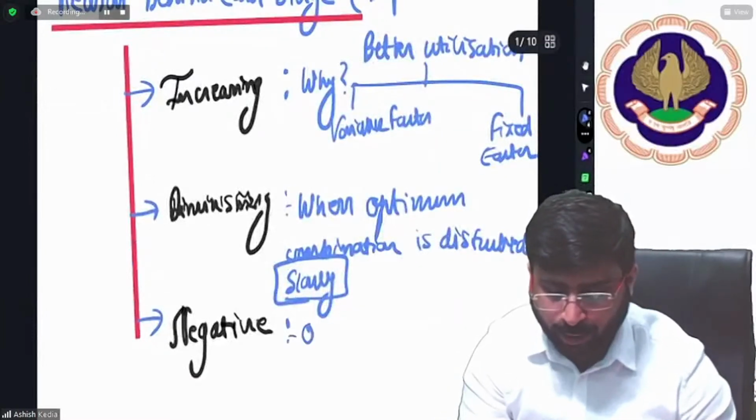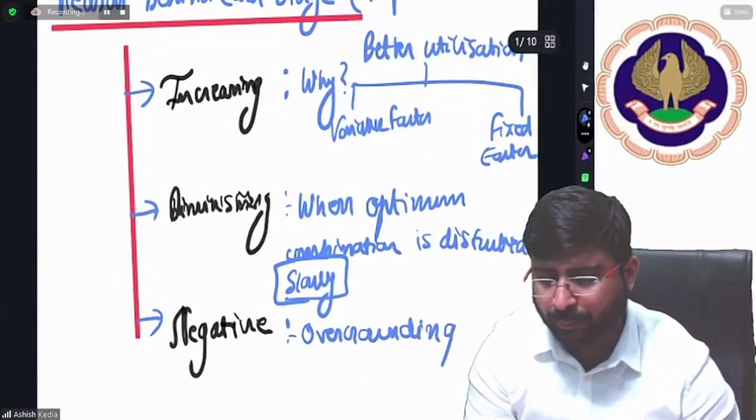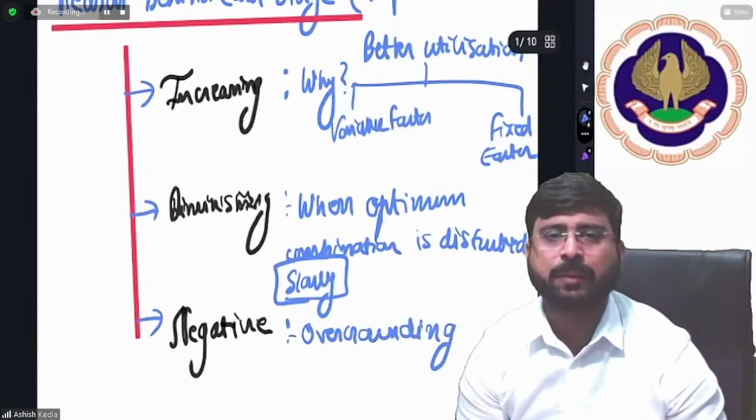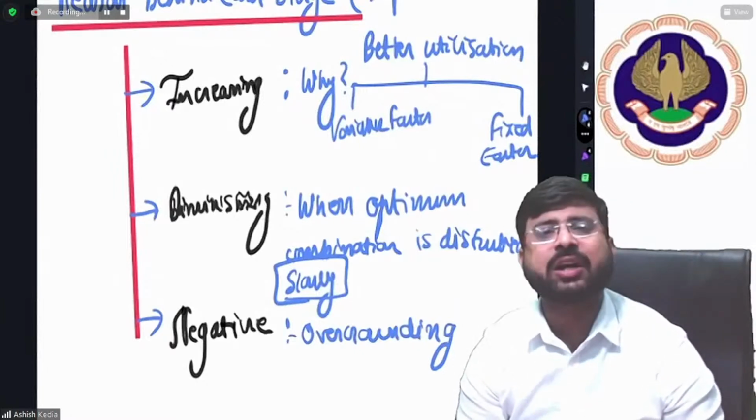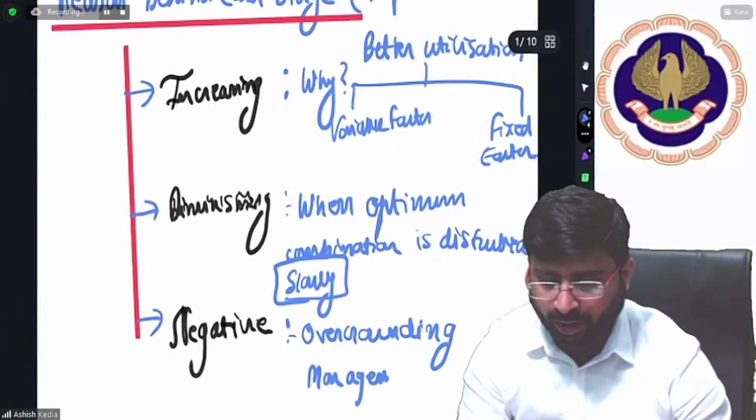This is called the problem of overcrowding. You have heard the phrase, too many cooks spoil the broth. So something like this is happening. Now negative returns have started taking place because there is now management problems, overcrowding.